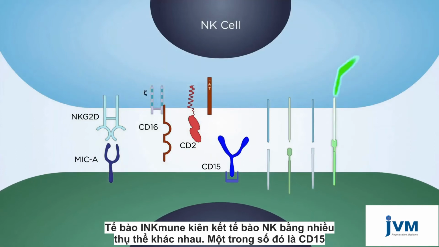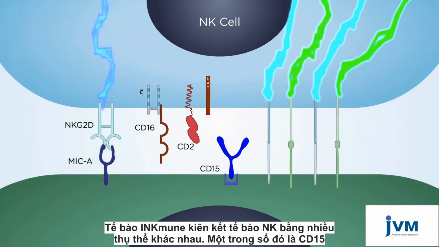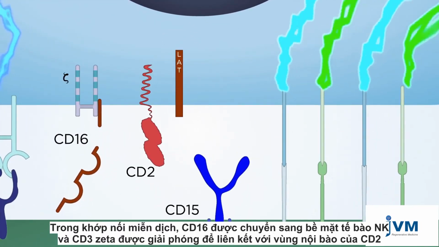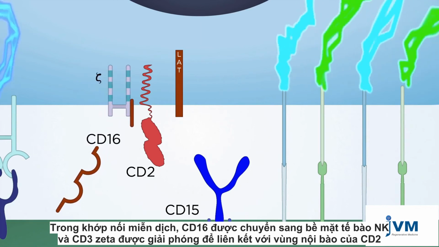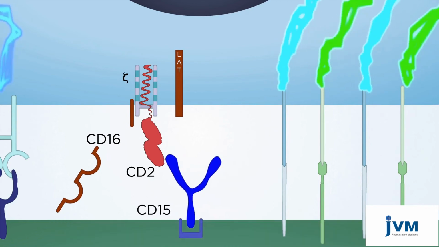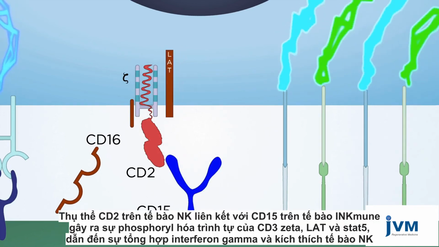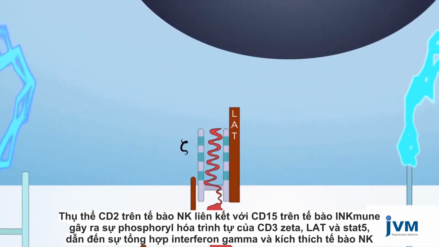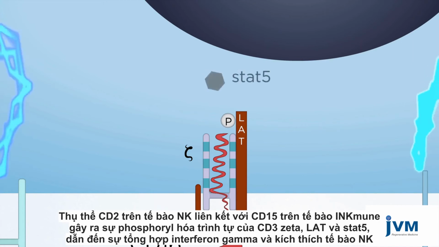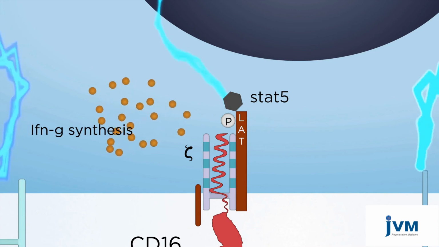IncMune cells bind to NK cells via multiple different receptors, one of which is CD15. In the cell synapse, CD16 is shed from the NK cell surface, and CD3 zeta is released to bind to the intracellular domain of CD2. The CD2 receptor on the NK cell binds to CD15 on the IncMune cell, causing sequential phosphorylation of CD3 zeta, LAT, and STAT5, and leading to gamma interferon synthesis and NK activation.